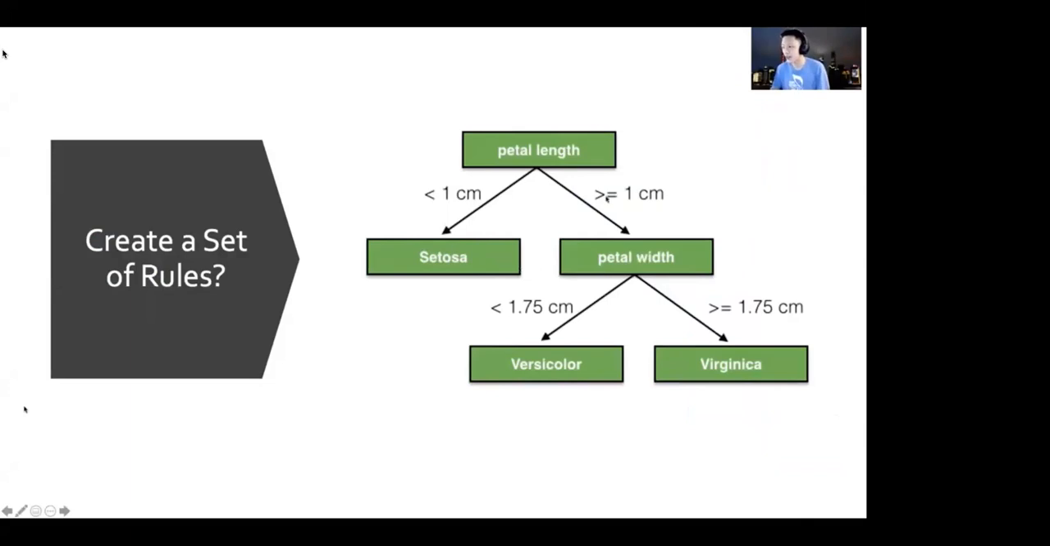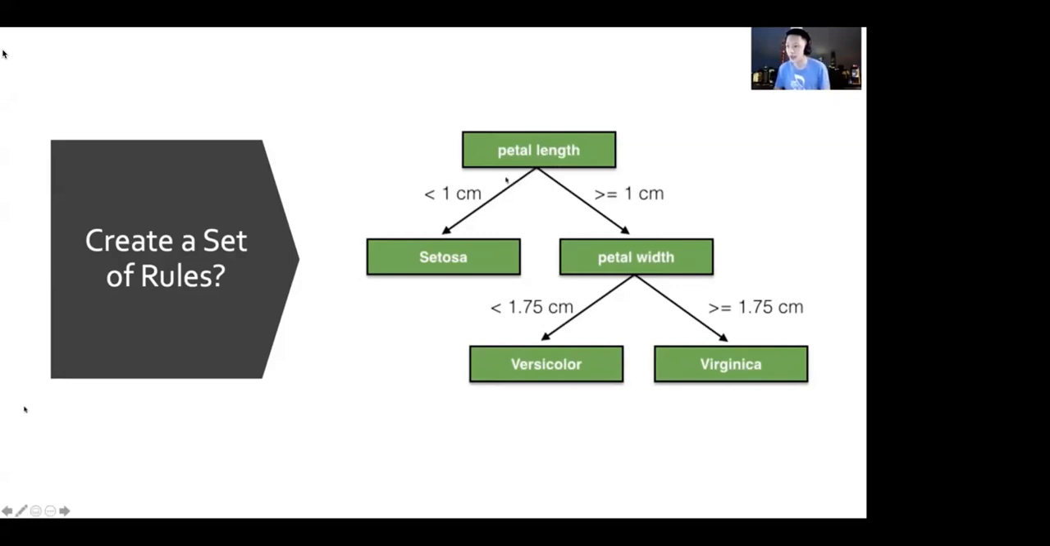And then if it's greater than or equal to 1 centimeter, then you need to check the petal width. If it's less than this, then it's a versicolor. If it's greater than or equal to this, then it's a virginica. So this might not be perfectly precise because we don't see any mention of the sepal length and sepal width, but this is sort of the idea here. You try to create what is called a decision tree. We'll be talking about what this is later, but this is perhaps the most intuitive solution. You write a set of rules, like your petal length, you can eyeball it.